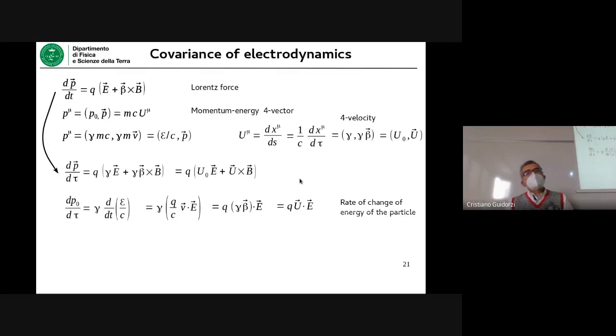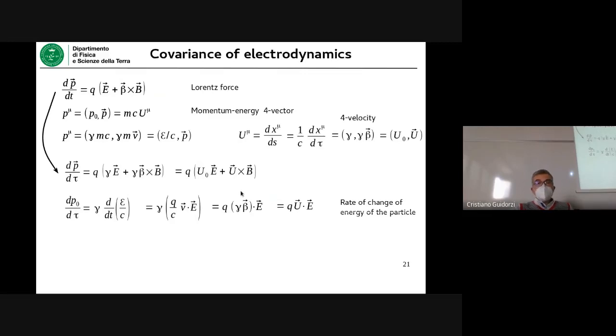Now, if you look at the two results that we've just come up with, so the rate of change of the linear momentum with respect to the proper time, and the rate of change of energy, except for a factor of 1 over c, with respect to the proper time, we expressed both quantities as a function of the electromagnetic field and the four-velocity components.